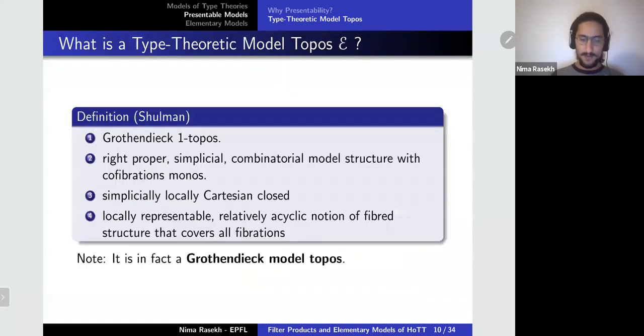Okay, so how can we do that? This is where Shulman comes in, defining what I mentioned a couple of slides before, the type-theoretic model topos. A type-theoretic model topos satisfies these four conditions.